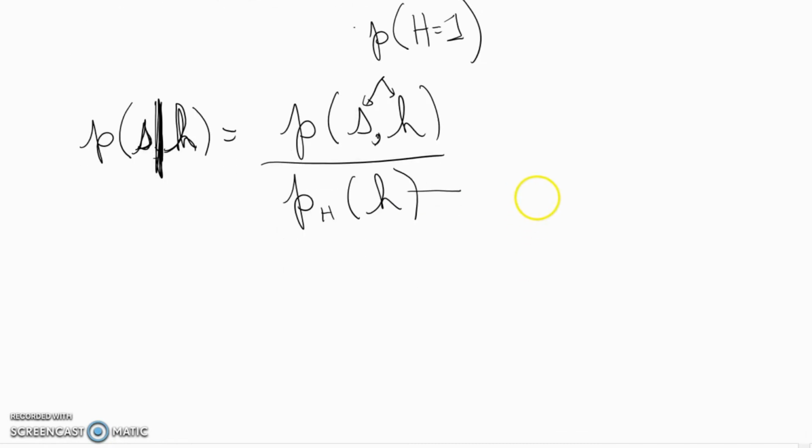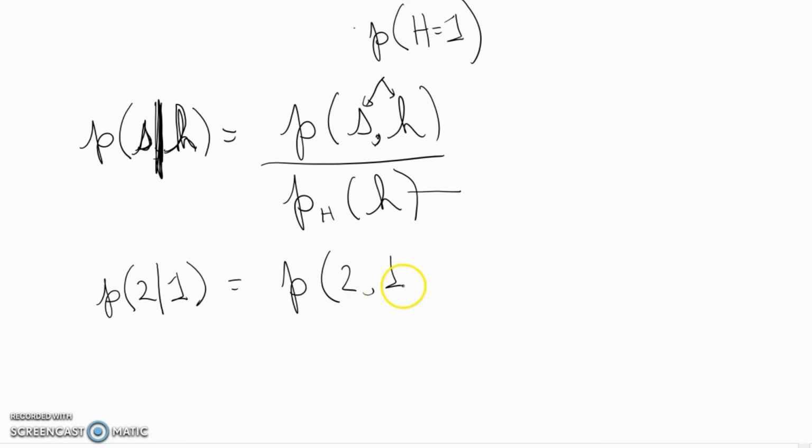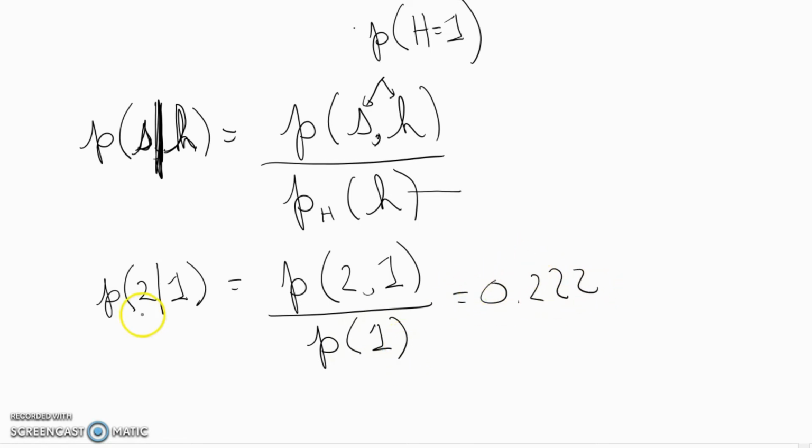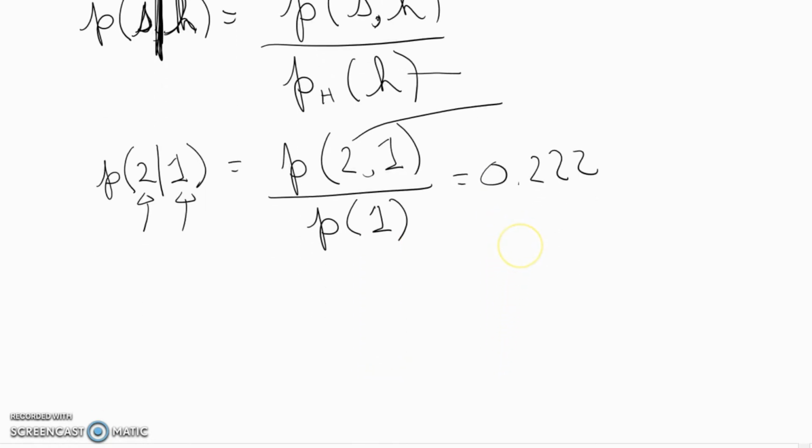So again, if we want to substitute in some numbers, we've got P(2|1) equals P(2,1) divided by P(1), and that's going to give us our 0.22, because the probability of being a pine, given that it's in height class 1, is equal to the joint probability of it being both a pine and in height class 1, which is the taller height class, divided by the marginal probability that it's in height class 1.